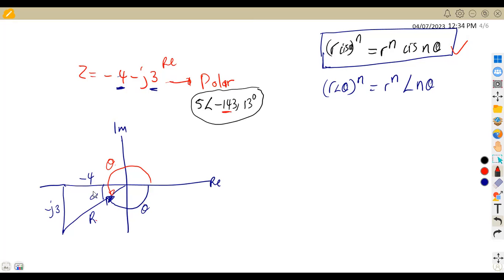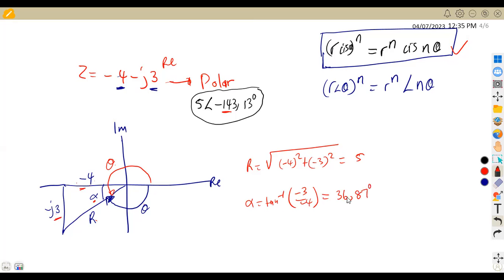So r here is the resultant, which is taken from the square root of -4 squared, from your Pythagoras theorem, plus -3 squared. So this is going to give you 5. Then you calculate alpha, the angle inside of the triangle. Alpha is arctan of opposite over adjacent, that's -3 over -4. So this is going to give us 36.869 and so forth, which is 36.87 degrees if we round off to 2 decimal places.